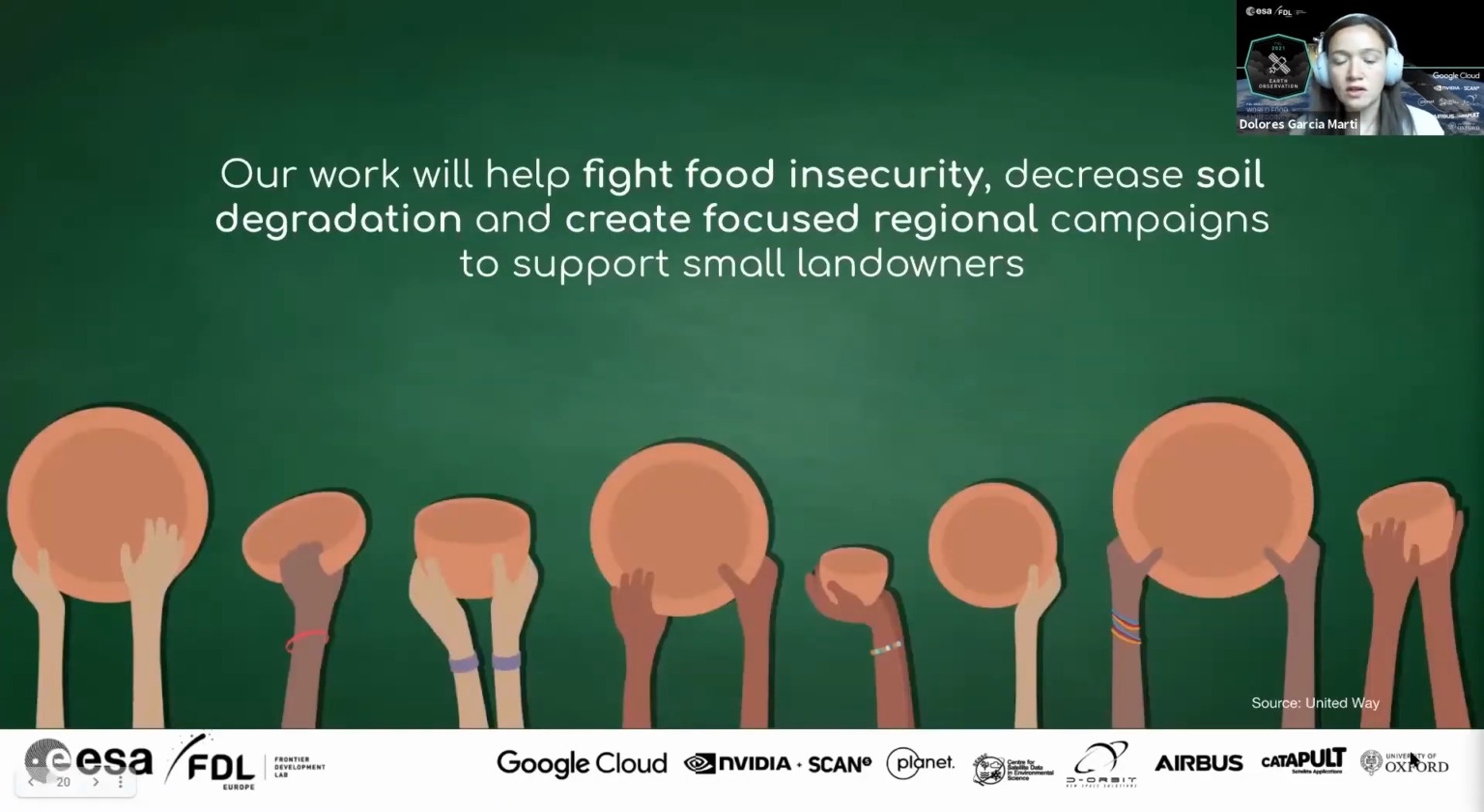Using our models as a base to create crop maps where it wasn't possible before will help fight food insecurity, decrease soil degradation, and create focused regional campaigns to support small landowners in less developed countries.